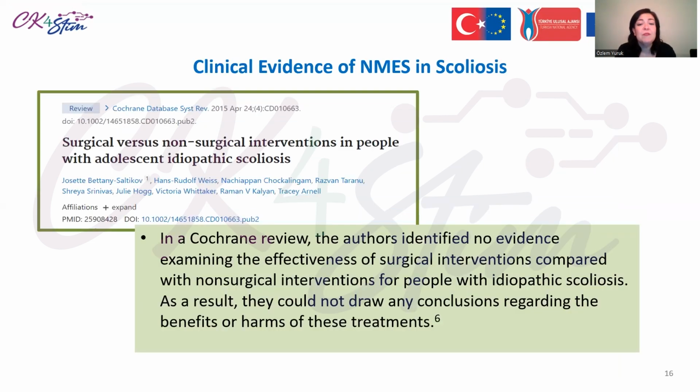Most studies investigating the effect of electrical stimulation in the treatment of scoliosis were conducted in past years. The number of recent studies is very few. In a Cochrane review, the authors identified no evidence examining the effectiveness of surgical interventions compared with non-surgical interventions for people with idiopathic scoliosis. As a result, they could not draw any conclusions regarding the benefits or harms of these treatments.